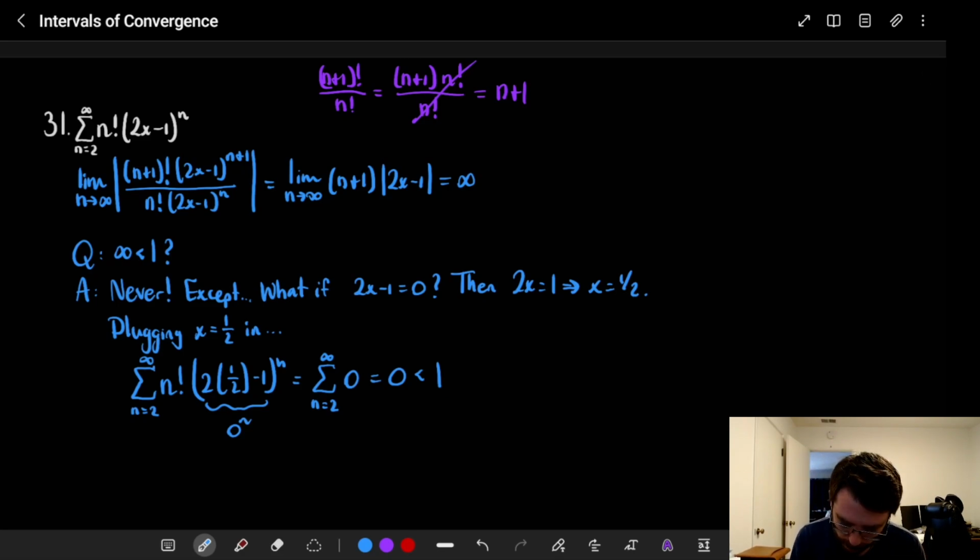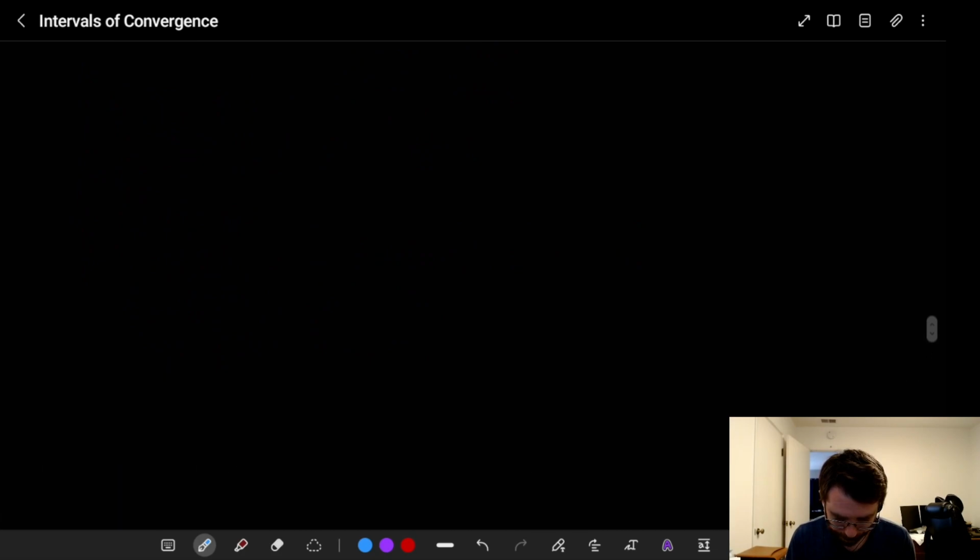Okay. So my interval of convergence is actually not an interval at all. Oftentimes, if it's just one point, you write it within curly braces. And the radius of convergence is 0, because the size of a single point is 0. All right. Next problem.